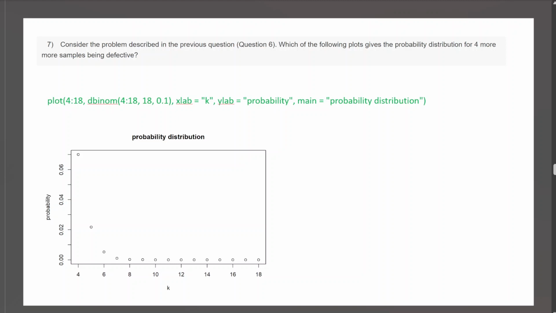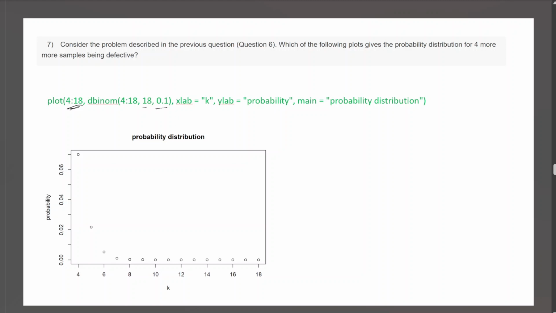We know we have to specify the x and y values. The x value ranges from 4 to 18, so 15 values are to be stored, and the y values should be the probability. For that, we have to find dbinom for each and every value, starting from 4 to 18. And we know the number of trials is 18, and the probability of success, the probability of an item being defective, is 0.1.